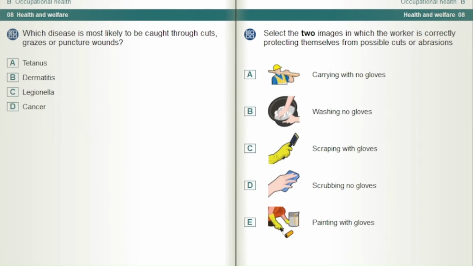Which disease is most likely to be caught through cuts, grazes or puncture wounds? Tetanus, dermatitis, Legionella, cancer. Select the two images in which the worker is correctly protecting themselves from possible cuts or abrasions. Carrying with no gloves. Washing no gloves. Scraping with gloves. Scrubbing no gloves. Painting with gloves.